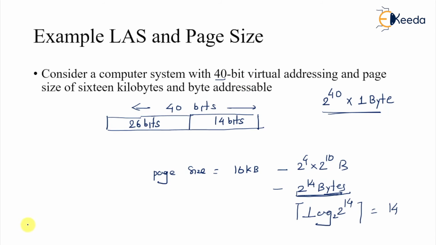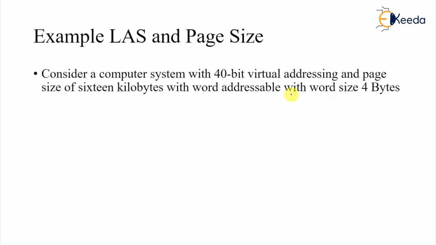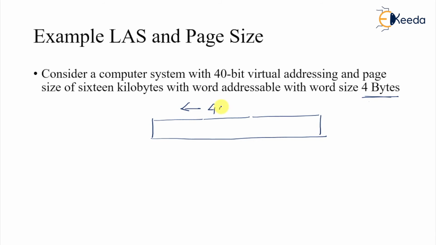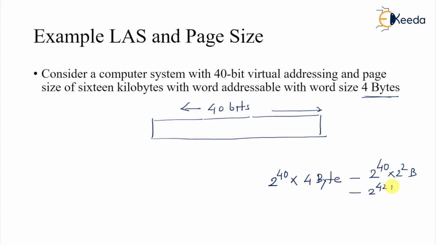Okay, now the same question I am solving with word addressable and word size 4 bytes. Now the same question is there, but my address space has become larger. This is 2 to the power 40 bits, but if you talk about the entire page, then 2 to the power 14 addresses are there, and each will be of the size of one word, or 4 bytes. The address range will become 2 to the power 40 into 2 to the power 2 bytes. Then I can say 2 to the power 42 bytes.